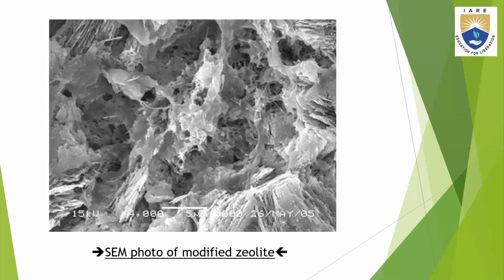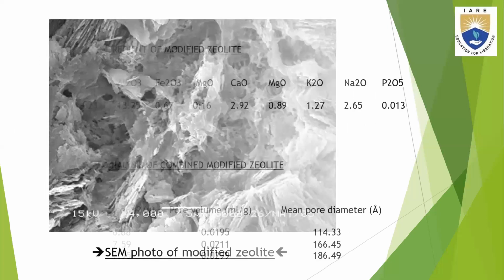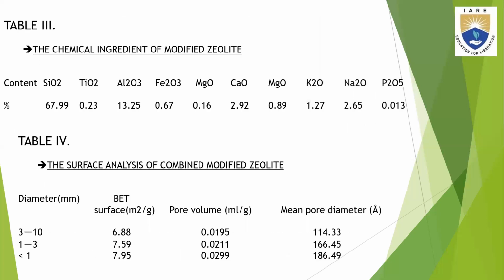This is a photo of the modified zeolite. Table 3. The chemical ingredient of modified zeolite. SiO2 is 67.99, TiO2 is 0.23, Al2O3 is 13.25, Fe2O3 is 0.67, MgO is 0.16, CaO is 2.92, MgO is 0.89, K2O is 1.27, Na2O is 2.65, P2O5 is 0.013.